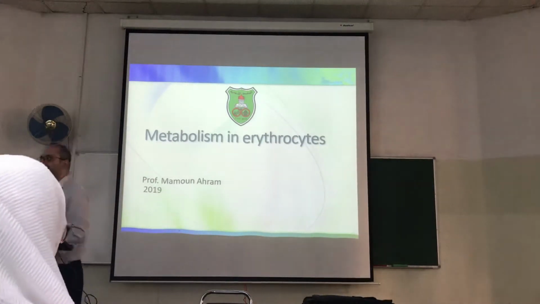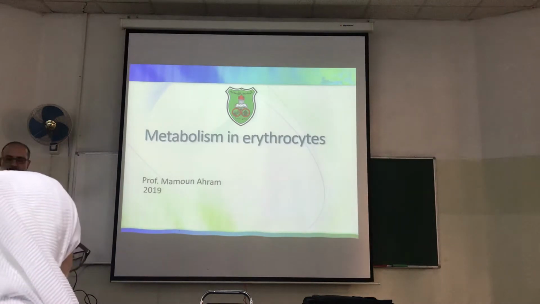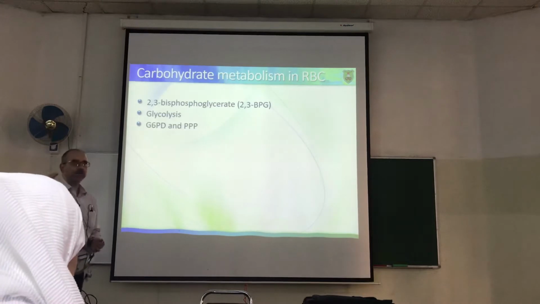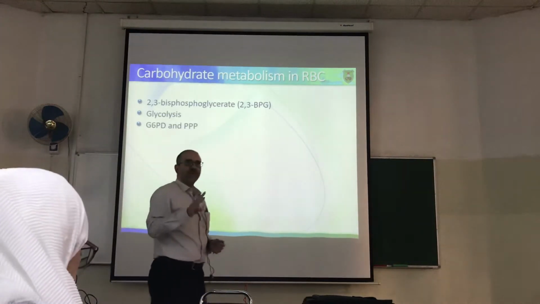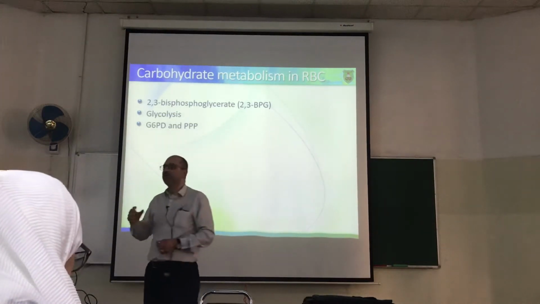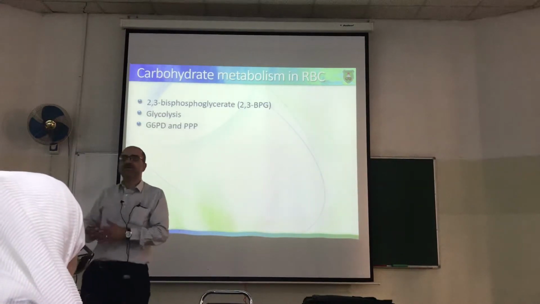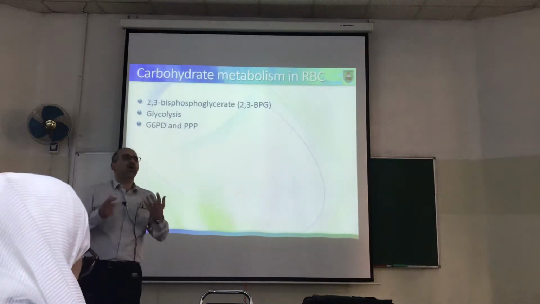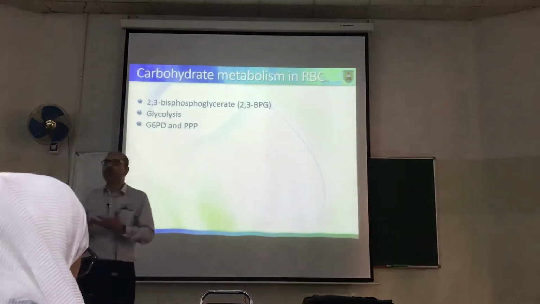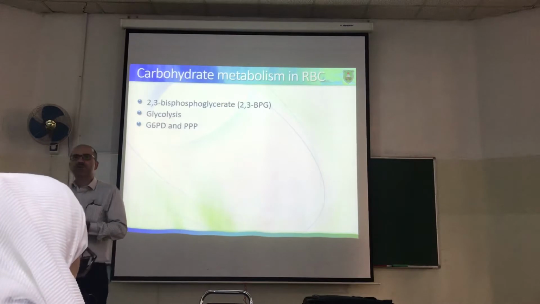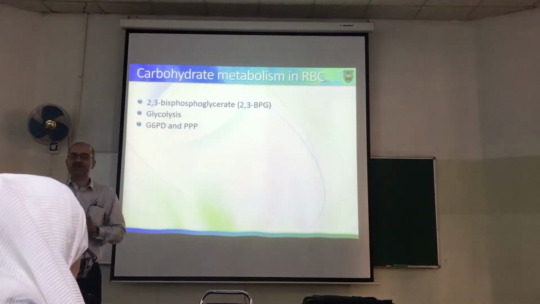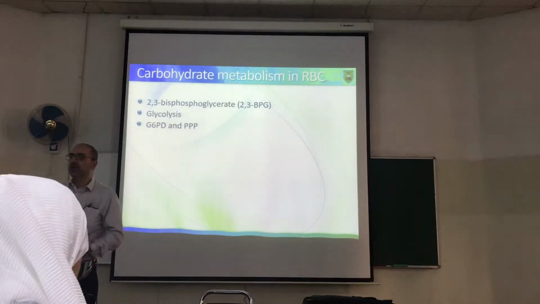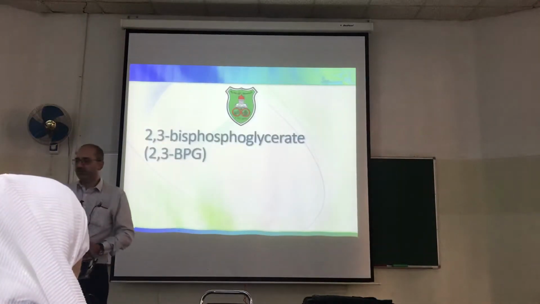Metabolism in erythrocytes. So we'll be talking about 3 metabolic pathways or 3 metabolites or 3 reactions. The first is the 2,3-bisphosphoglycerate. The second is glycolysis, specifically pyruvate kinase. And then we'll talk about the glucose 6-phosphate dehydrogenase and the pentose phosphate pathway and why it is important in erythrocytes. So let's start with this.